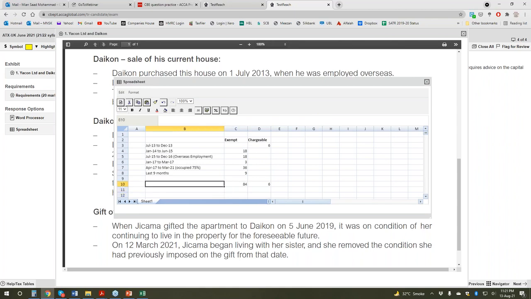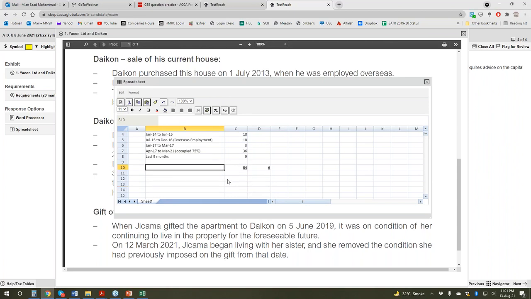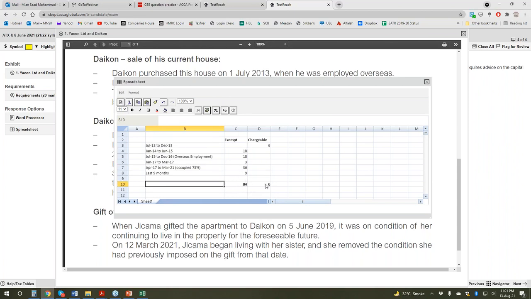So guys, here we have the months: 84 months and 6 months. 84 months are exempt months, chargeable months are 6 months, total 90 months. So we can now calculate the PPR exemption first.